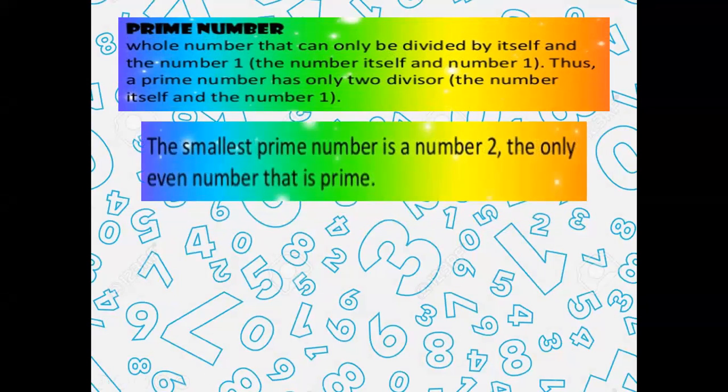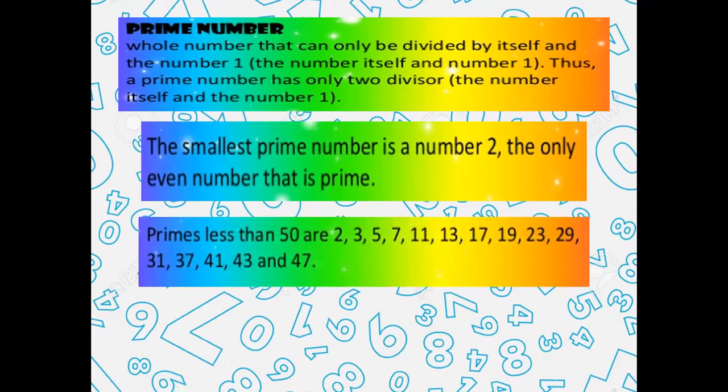The smallest prime number is 2, the only even number that is prime. So what is an even number? This is a number that is in pair, like 2, 4, 6, 8, 10. All right, so this is an even number.